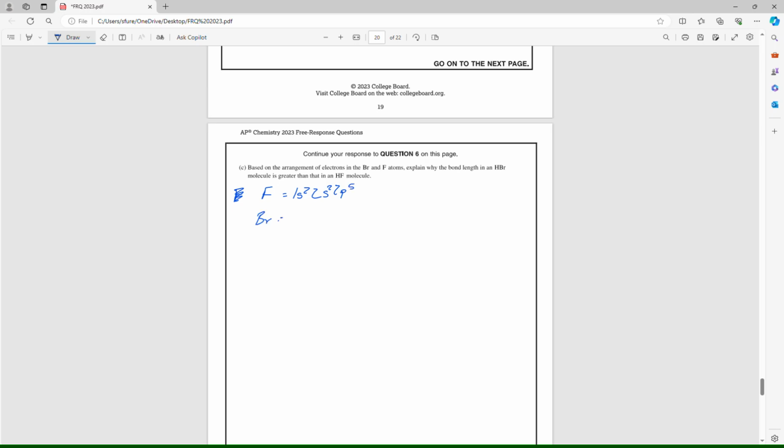Br has an electron configuration of 1s2, 2s2, 2p6, 3s2, 3p6, 4s2, 3d10, 4p5. So bromine has more electrons, which increases its radius. Since it has a larger radius, its bond with the hydrogen must be longer because it's more spread apart. So that's your explanation.